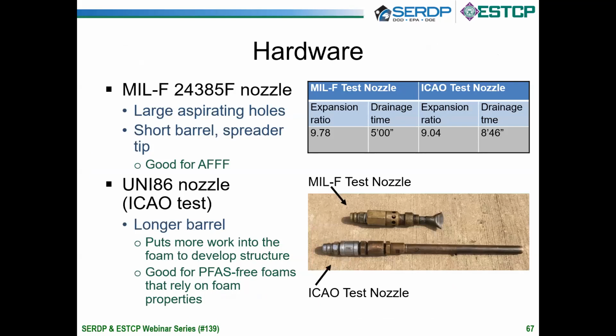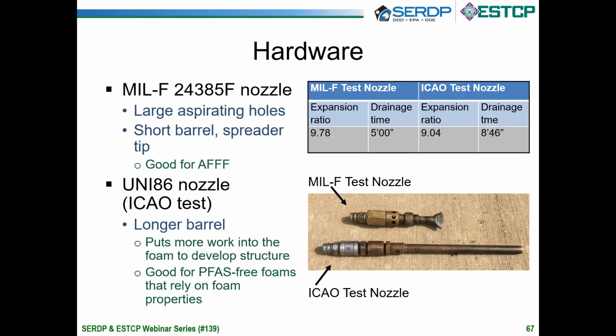I mentioned a while ago that the foam properties are a function of two things. One is the foam solution, and the other one is the hardware or the device that you use to generate the foam. And the current MIL-F nozzle is shown at the top in the picture. It's got large aspirating holes, so we get a lot of air dragged into the foam stream, which gives us high expansion ratio. But it has a very short barrel, which means the foam doesn't spend much time in there. So we're not able to put much work into the foam to develop structure.